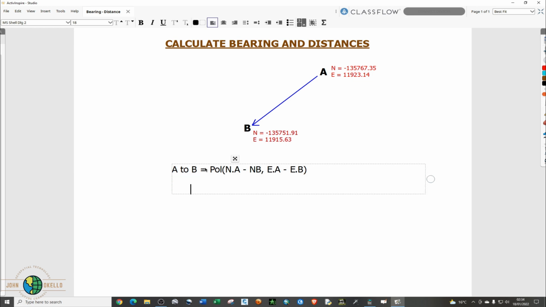So we know we have the coordinates of the northing of A, northing of B, easting of A and easting of B. So the northing of A is negative 135,767.35 minus, so it will be positive, minus and minus is positive, plus 130,751.1.